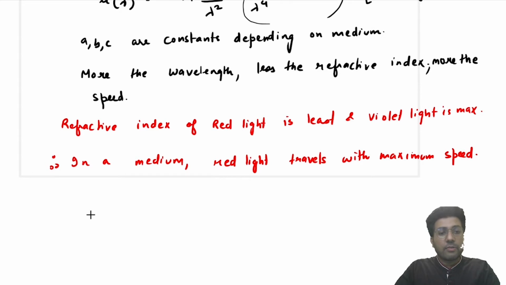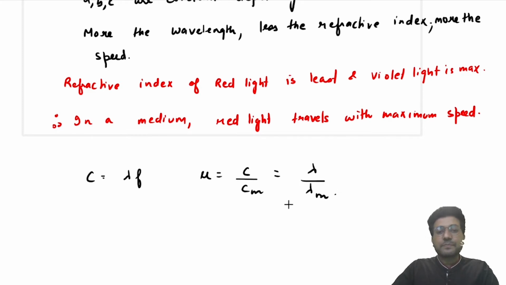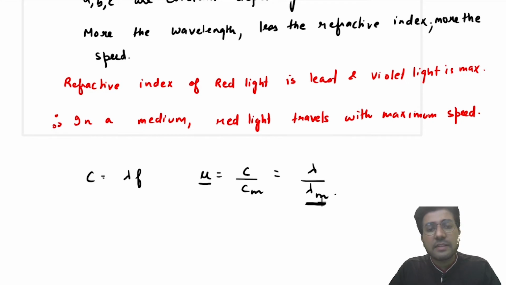Now one more way you can think about it is C is equal to lambda f, and mu is equal to C by Cm, and C by Cm can also be written as lambda by lambda m. So from here you can see that refractive index is inversely proportional to the wavelength. Red light has maximum wavelength, so red light will have minimum refractive index. That is why the refractive index of red light is least and that of violet light is maximum.